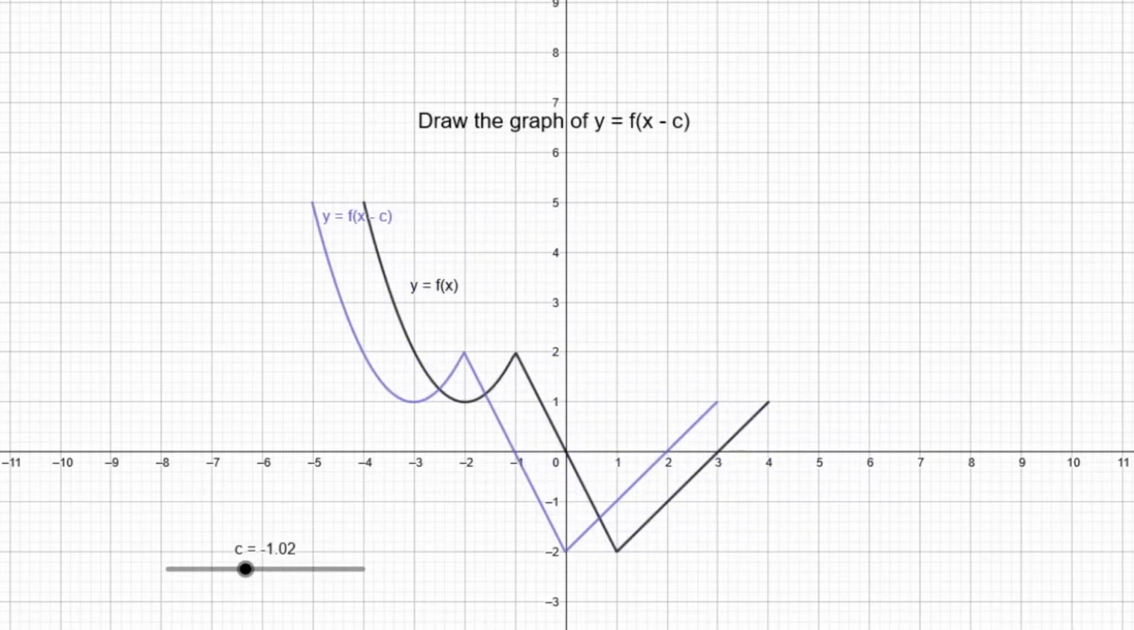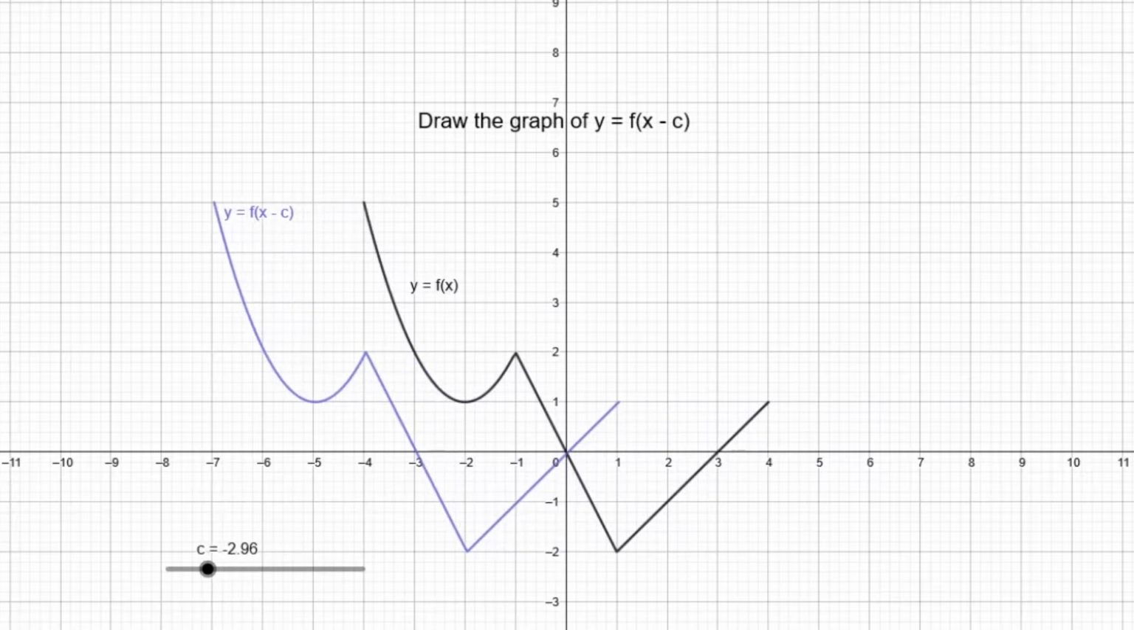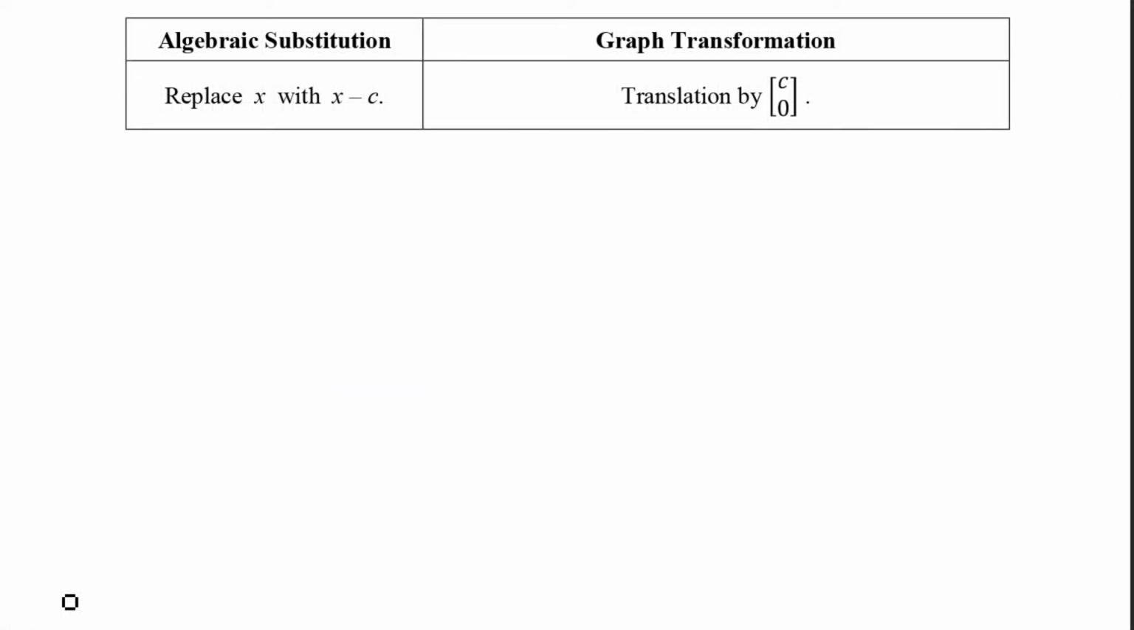So let's see a formalized way of writing that up. Here then is our first transformation rule. If we take a function and we replace x with x minus c, that's the algebraic change that we make, then the transformation we do to the graph is to translate it by (c, 0).